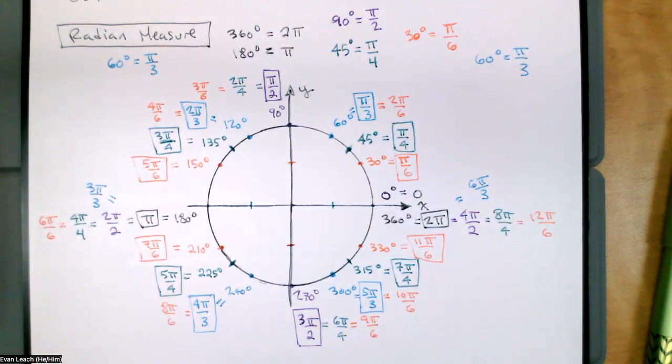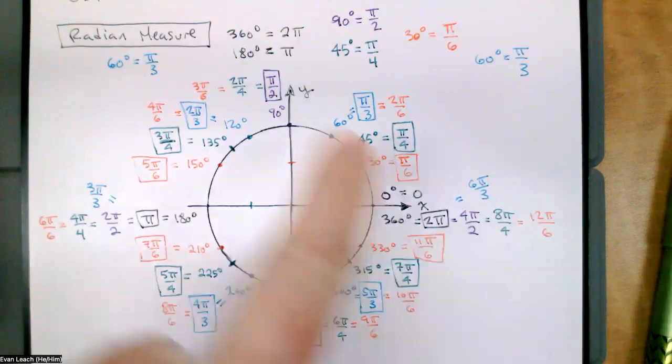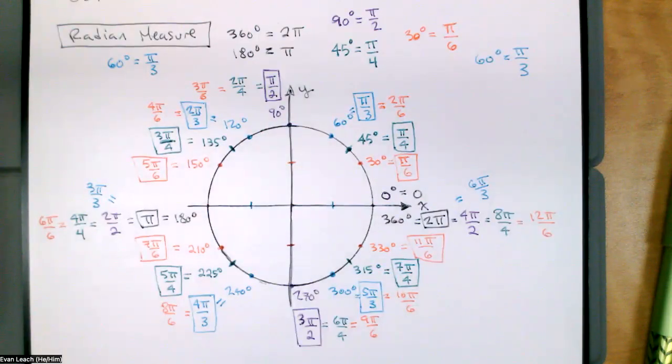Let's take a break. Here are radian measures. You have until the end of the break to memorize all these values, or just remember them. You don't have to memorize them.